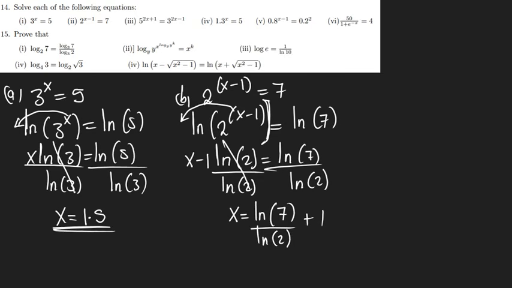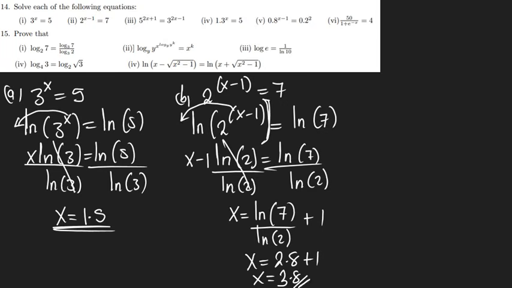So let's do our calculations. What is ln 7 divided by ln 2? This is going to give you about 2.8. So x is equal to 2.8 plus 1. Our x is going to be 3.8. That becomes our final answer.